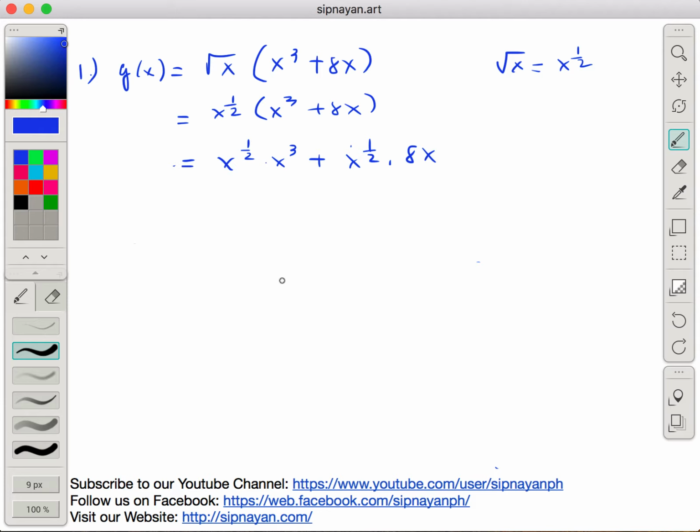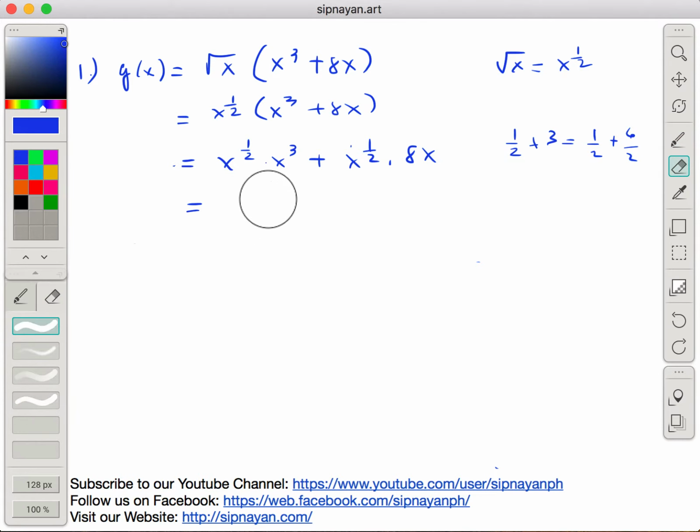Okay. What is x to the 1/2 times x cubed? Anong ginagawa natin pag same base? Loss of exponent. Pina-plus natin ito, di ba? So, ano ang 1/2 plus 3? 1/2 plus 3, the same as 1/2 plus, ano ba yung 3? 6 halves, di ba? So, this becomes x to the 7 halves. Hindi ko na kayo tuturuan mag-add niyan. Ano? Dapat alam niyo na yan. Nasa calculus na tayo, dapat alam niyo na yung fraction. No?